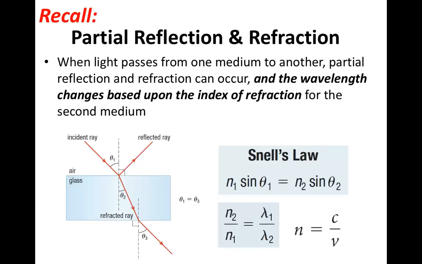When light passes from one medium to another, partial reflection and refraction can occur, and the wavelength changes based upon the index of refraction for the second medium. So we have bending towards the normal for the slower medium, and then bending away from the normal because it's now fast again. Whatever squishing of that angle happened here, you unsquish it there if these two surfaces are nice and parallel. So notice they're parallel.